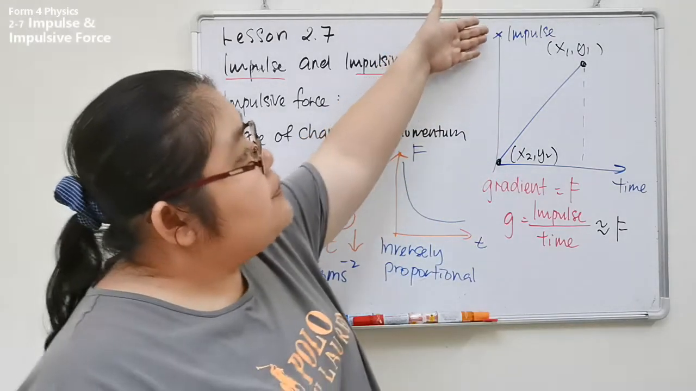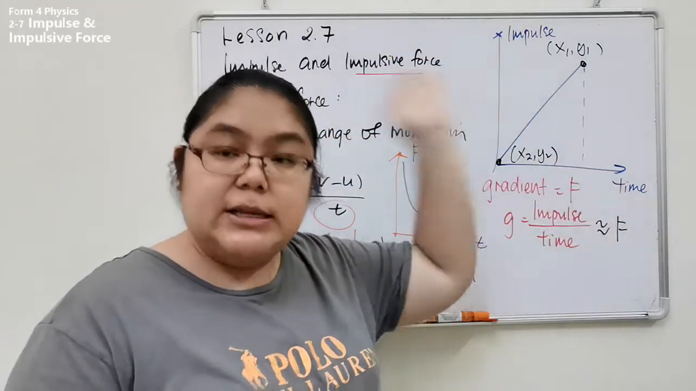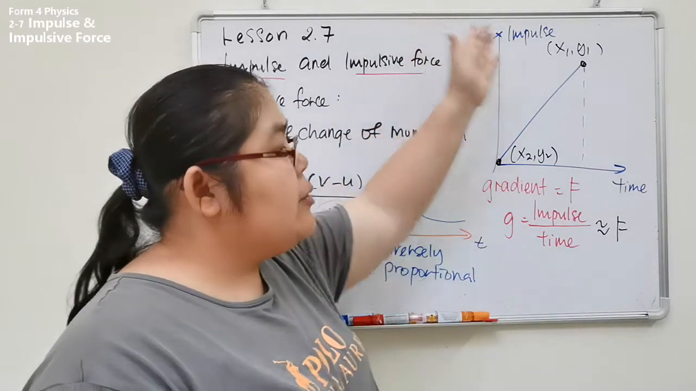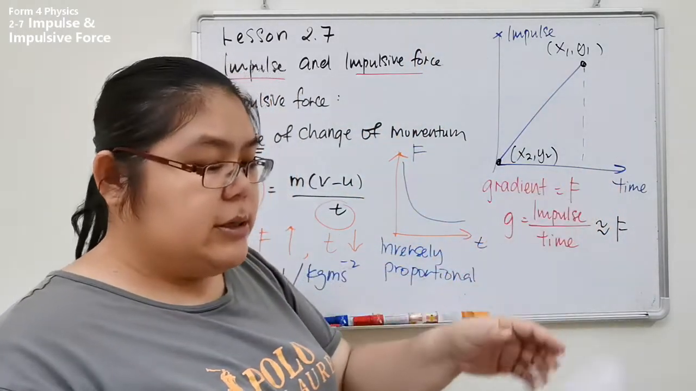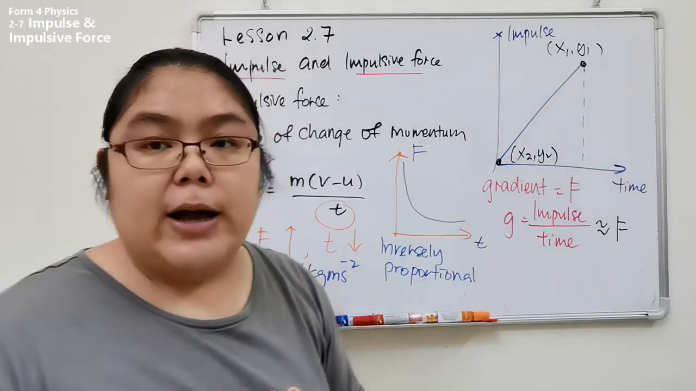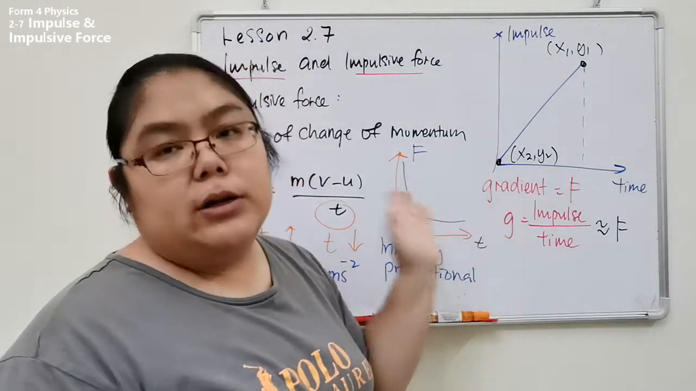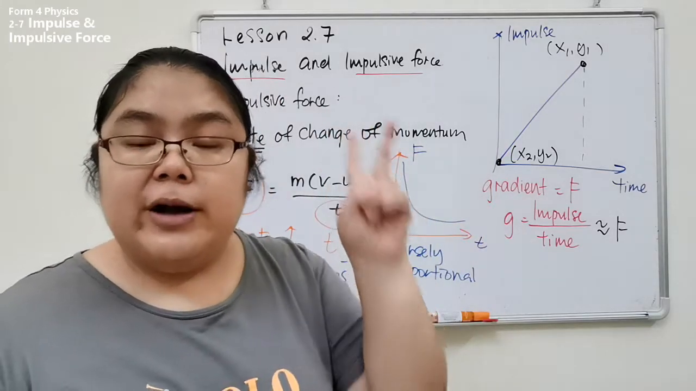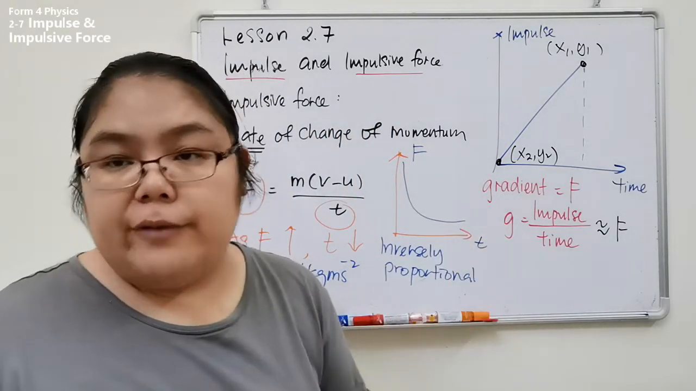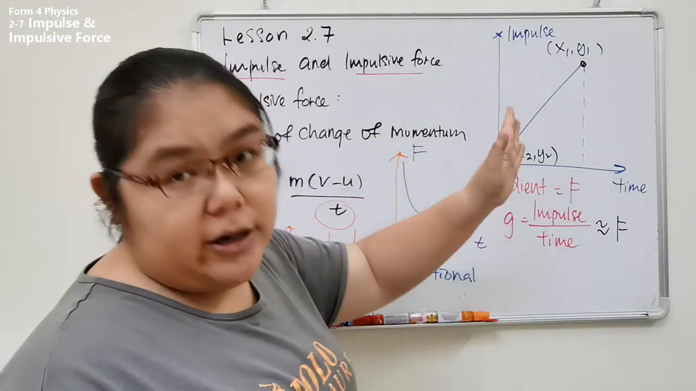Now the graph is an impulse versus time. Just now it was impulsive force, now it's impulse versus time. They can ask you how to find impulsive force. When you want to find impulsive force from the graph, we have two methods. One, you find the gradient, or you find the area under the graph. So now we're going to see this graph.